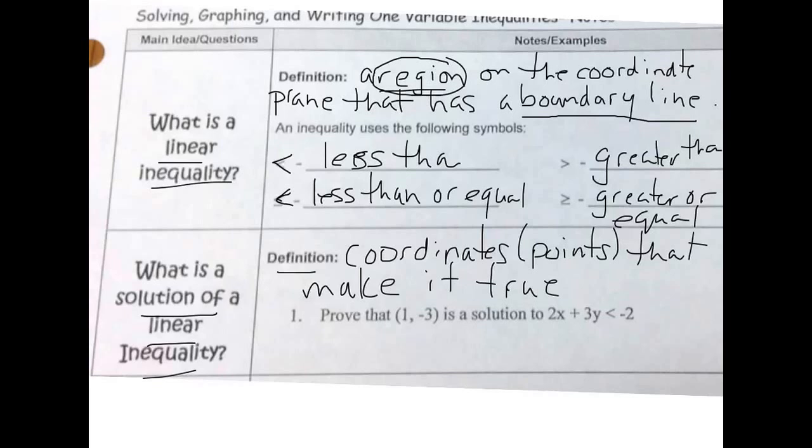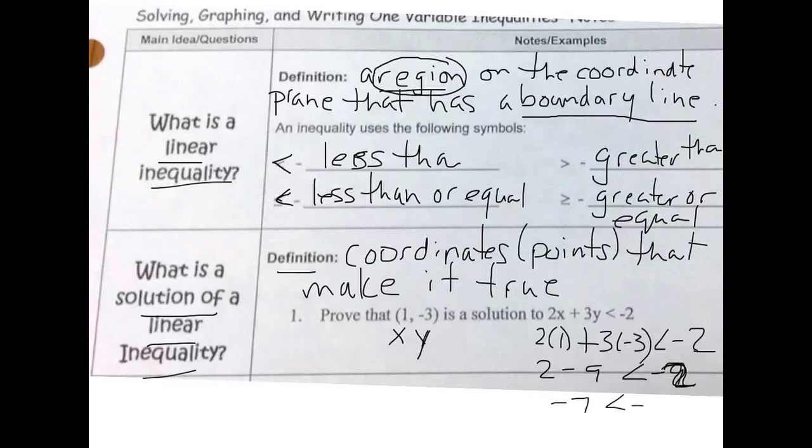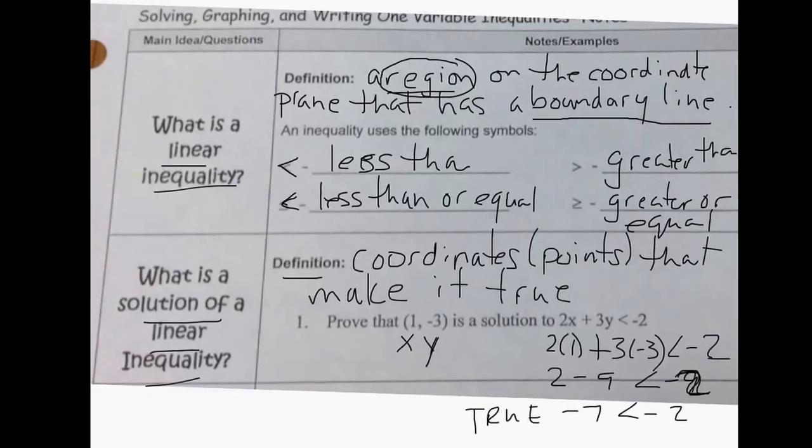but as far as the inequality itself, they're going to be the ones that make it a true statement. So example 1 here is we're going to prove that (1, -3) is a solution to this. So this is an x and that's a y, so anywhere we see x we're going to replace with a 1, so this becomes 2 times 1, plus anywhere there's a y we're going to put negative 3, 3 times negative 3, less than negative 2. And then we're just going to do the math. 2 times 1 is 2. 3 times negative 3 is negative 9, is less than negative 2. 2 minus 9 is negative 7, is less than negative 2. And this is a true statement because negative 7 is less than negative 2.